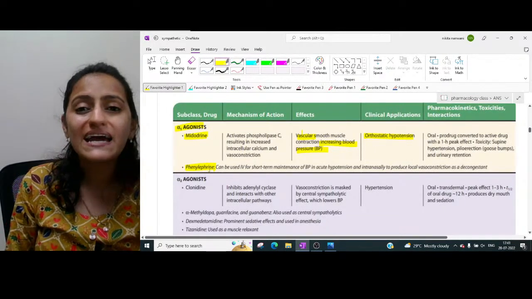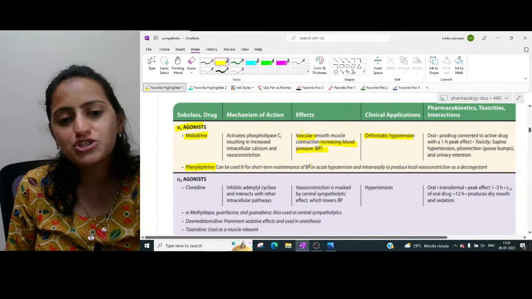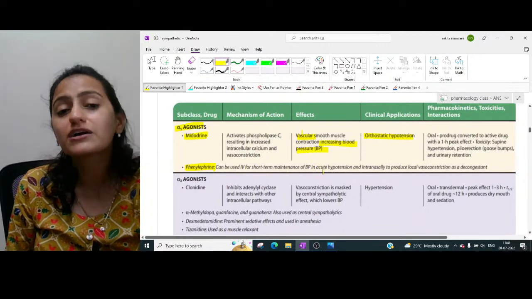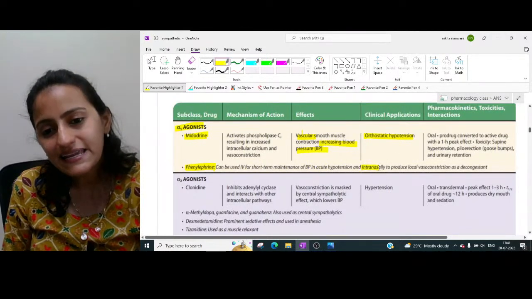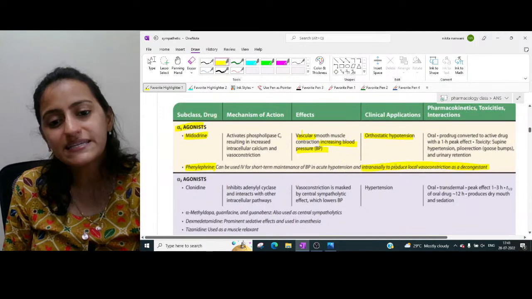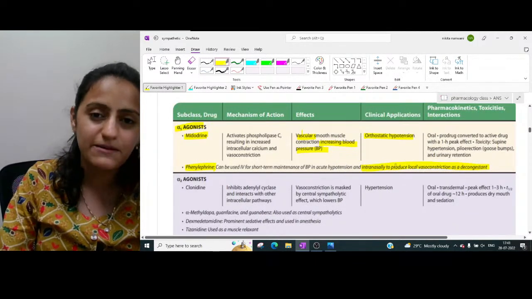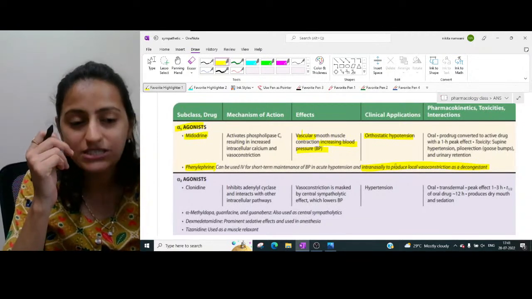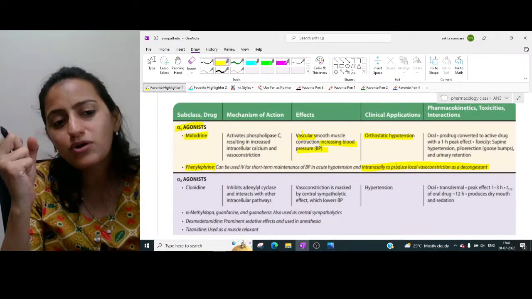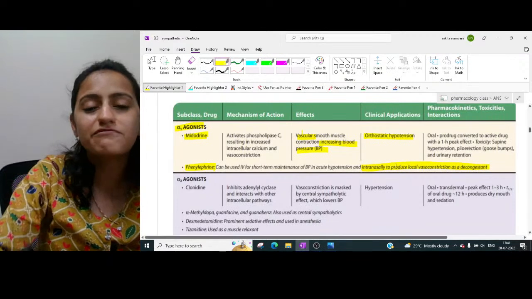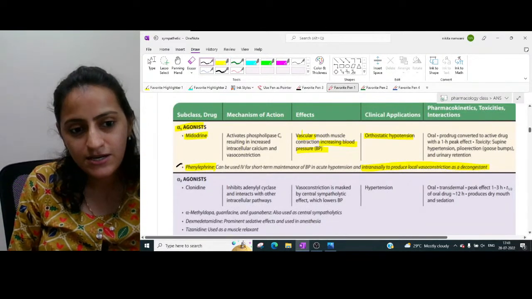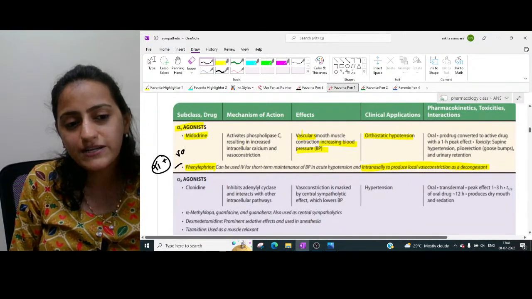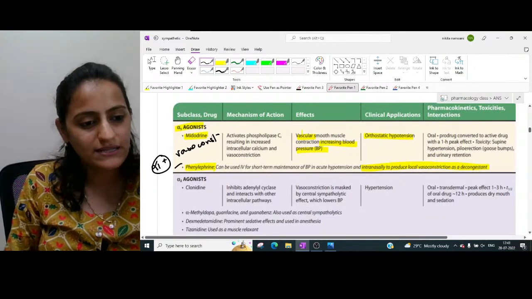Apart from that, phenylephrine can be used for short-term maintenance of blood pressure in acute hypotension, and intranasally it is used as a decongestant. So आप वो Vicorel वगैरह में भी देखोगे phenylephrine is present. If there is nasal congestion, so to decongest, basically to cause vasoconstriction, we use these alpha 1 agonist drugs.